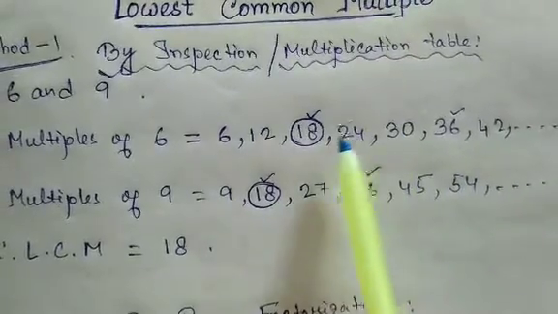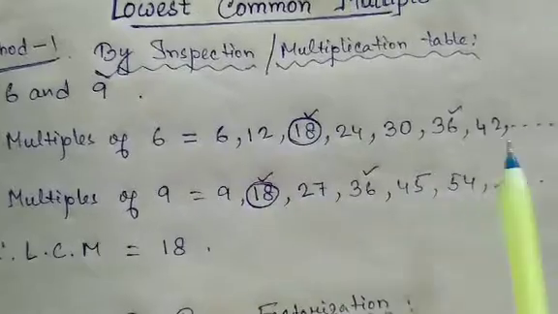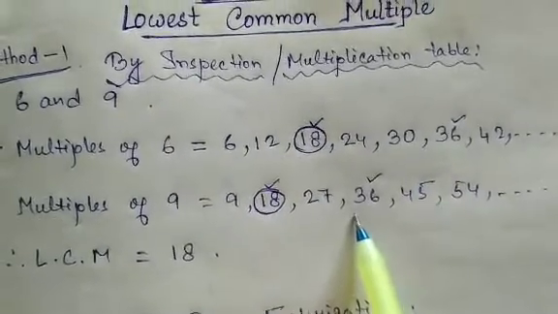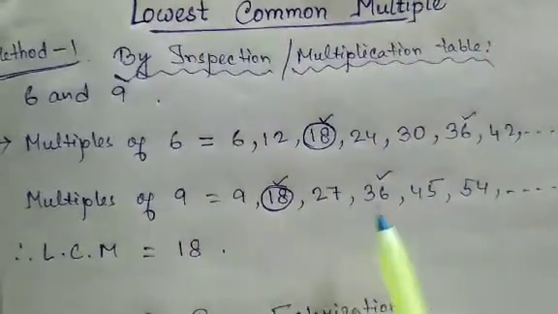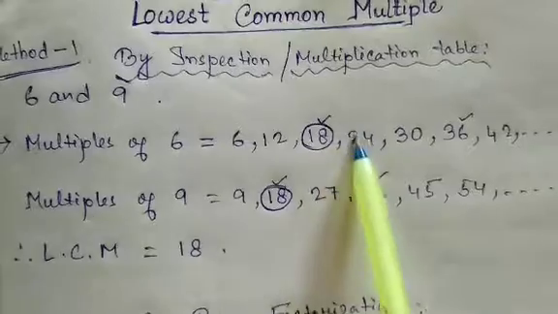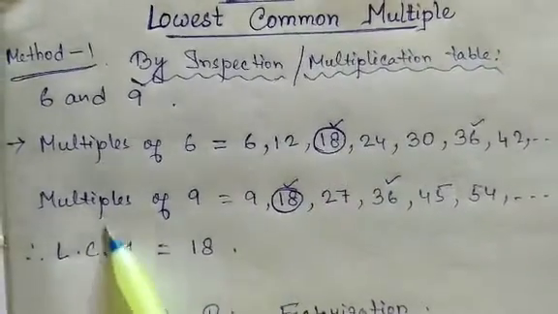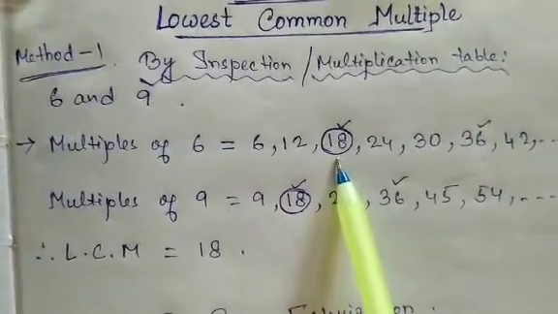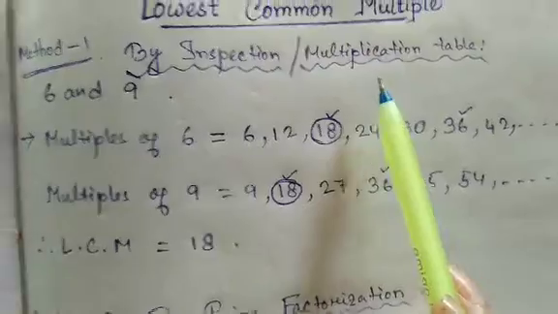Now you have to find out the common multiples. Which are the common multiples? 18 and 36. Now the question is lowest common multiple. That means among these two common multiples, the lowest is 18. That's why the LCM is 18. This is the easiest method of LCM, by inspection or by multiplication table.